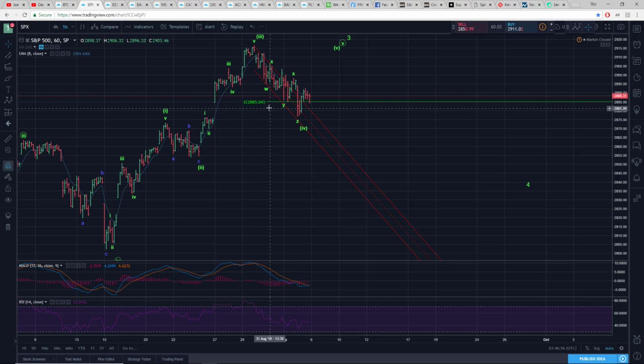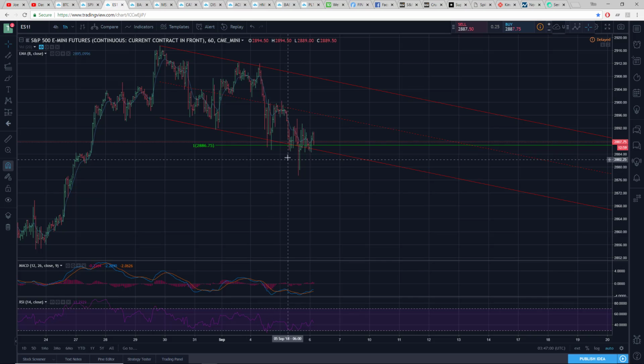So the stop I had on the futures, if we look to the futures, I believe was right here. Let's see the level I had. 2885.50. So yeah, the stop I had was 2885.25. So the stop got triggered.